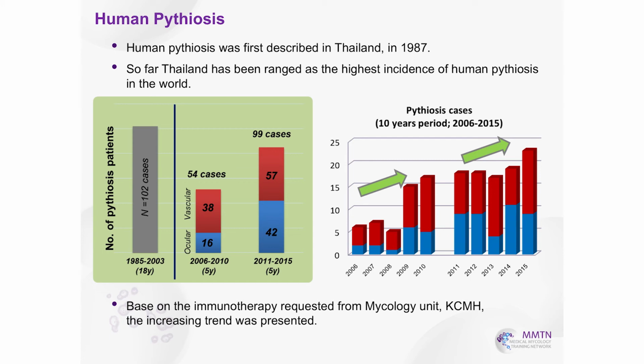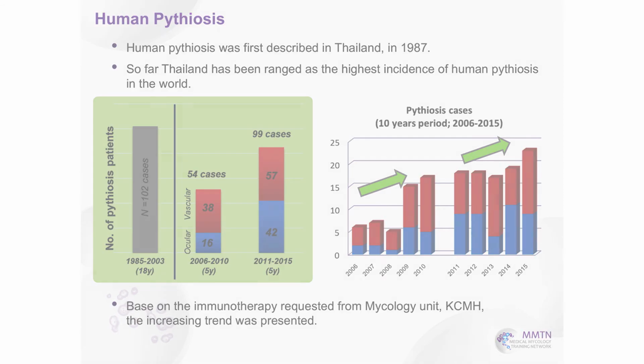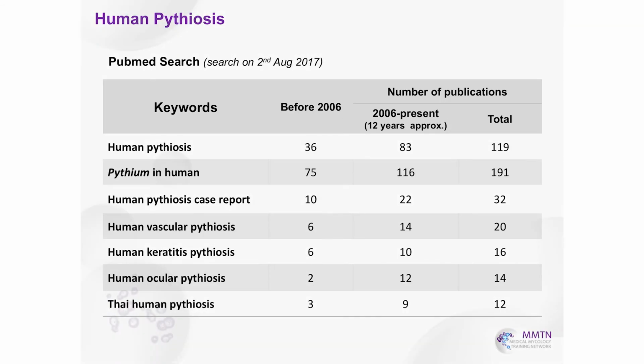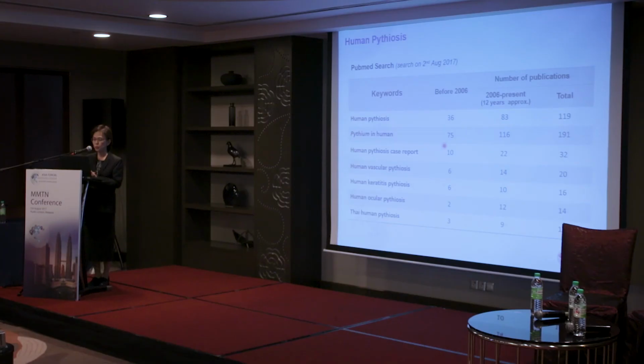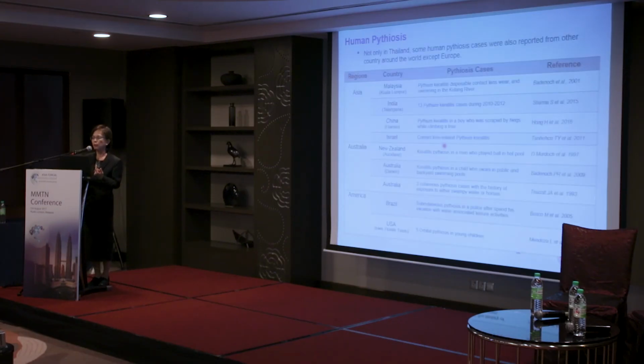Here, you see, both vascular and eyes form. How about the propagation? After 2006, the case is almost 2 times from before. This is something that I'm quite happy because most of the physicians and also the lab know what is the Pythium insidiosum. And not only in Thailand, which has the highest incidence of Pythiosis.